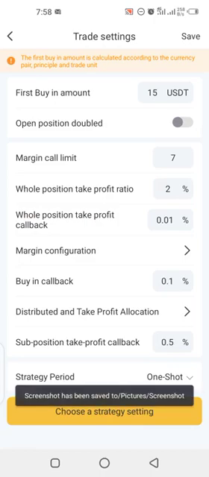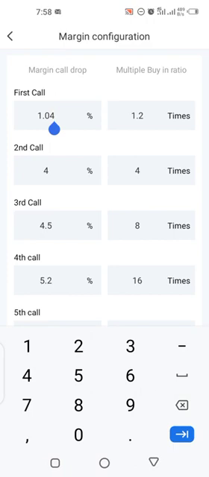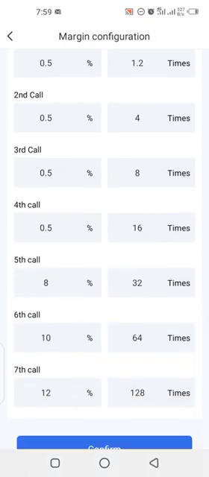So let us start with the margin call configuration. Now, the fact is, if you use 30 minutes time frame, I would recommend 0.5 for the first 4 margin calls, 30 minutes, 1 hour.